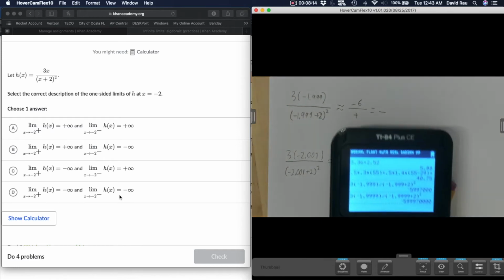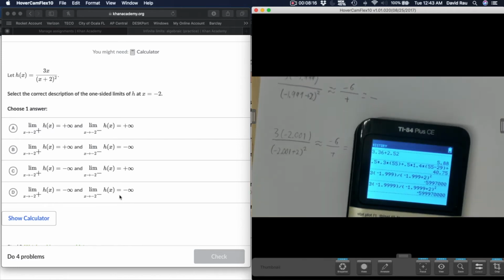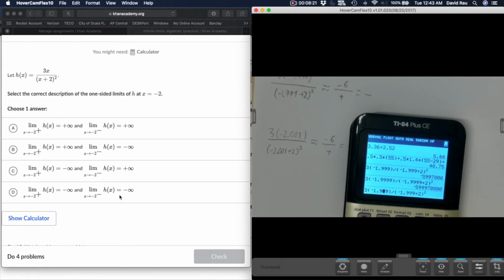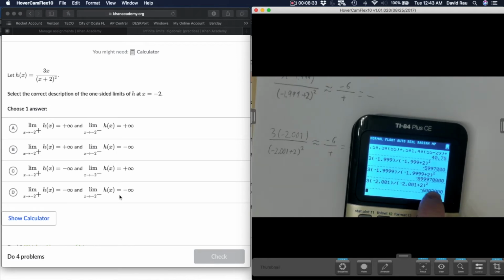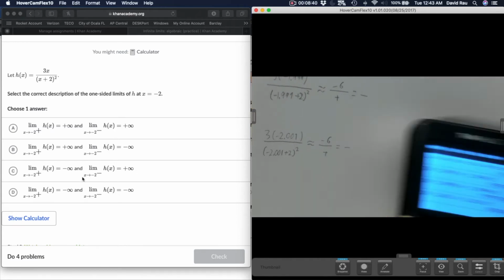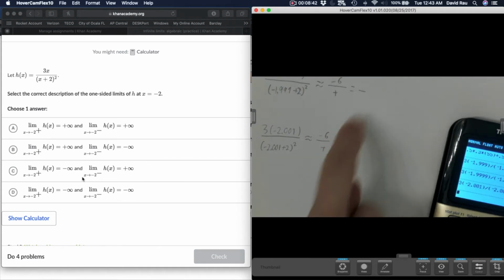So just trust me if you use a calculator. Well, actually don't trust me, I'll do it for you. If I do the same thing with negative 2.001, see, look, I still get negative, a very big number, and as you add more zeros in between that 001, you're still going to get larger numbers. So from the left and the right, you're approaching negative infinity. So which one says from the left or the right, they're both going to negative infinity?